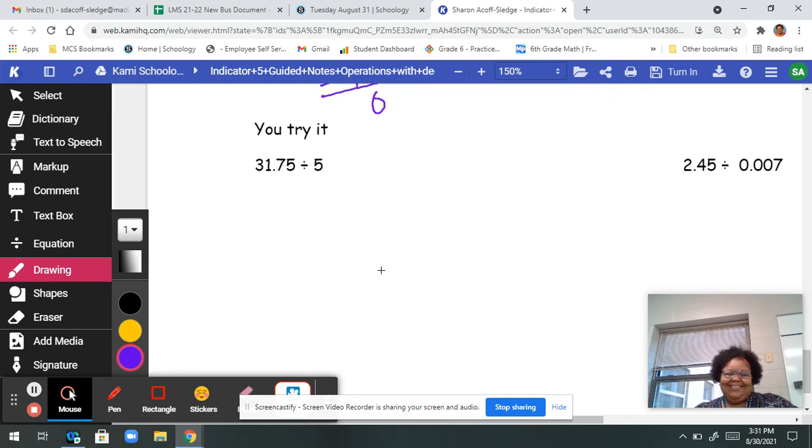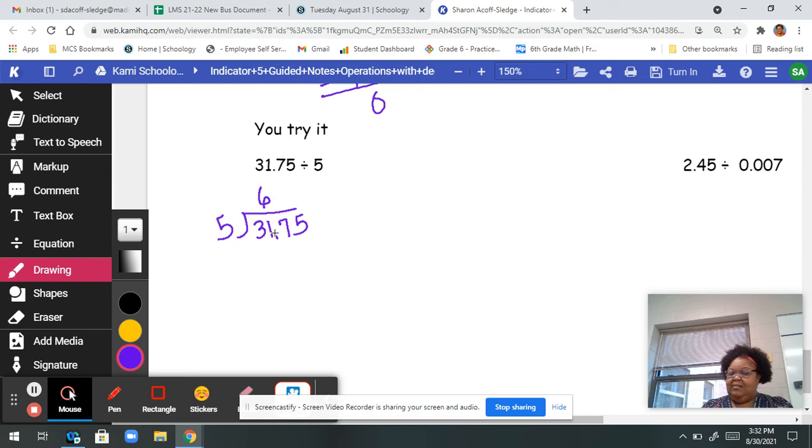All right. Okay, we are back. So I hope you really paused the video and worked those. So I'm going to put that in the house and my 5 outside the house. Since this is a whole number, I don't have to move anything. 5 doesn't go into 3, but 5 goes into 31. So 31 divided by 5 is 6 and a remainder, so I'm going to put my 6 there.